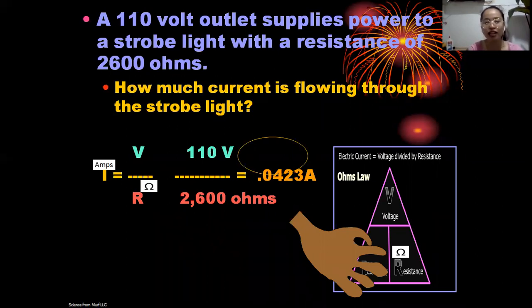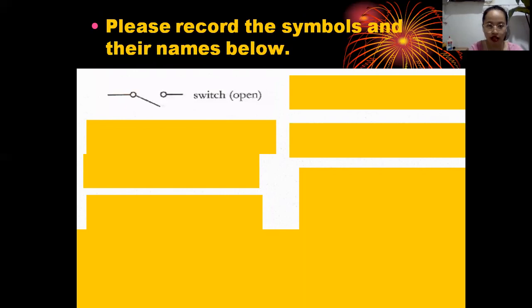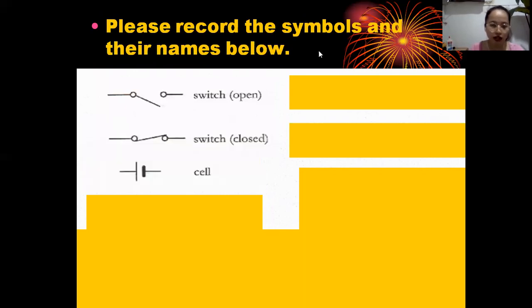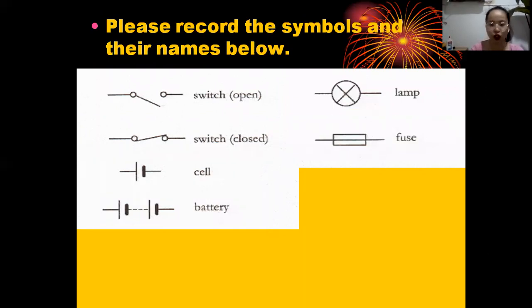Now this time, get your notebook. I want you to write this one. Draw these symbols. When you see this symbol, it means the switch is open. And when you see this one, the switch is closed. This symbol represents the cell. And these represent the battery, the lamp, and the fuse. You can pause this video to copy these symbols.